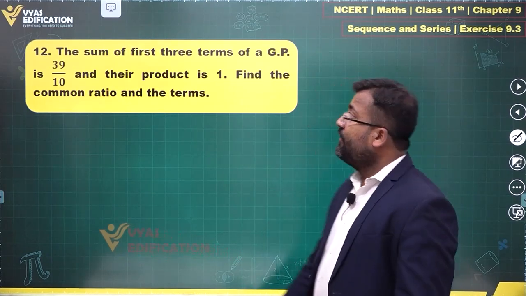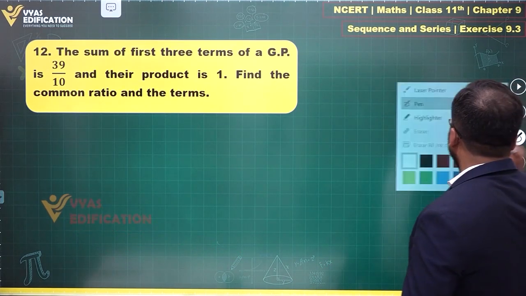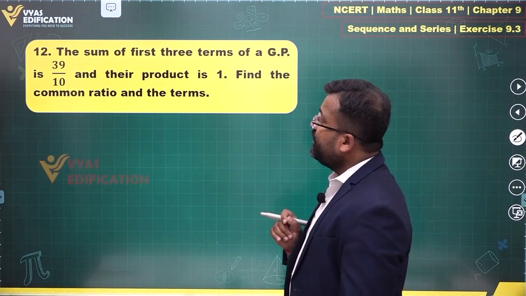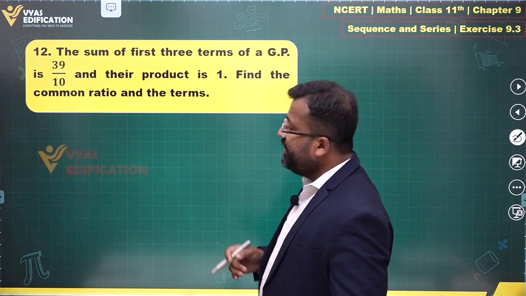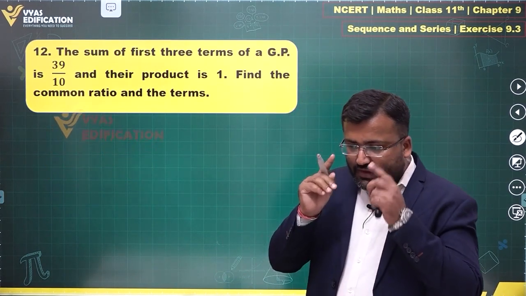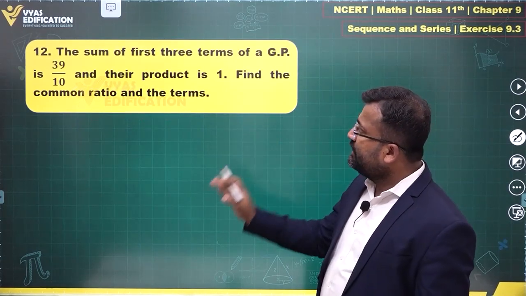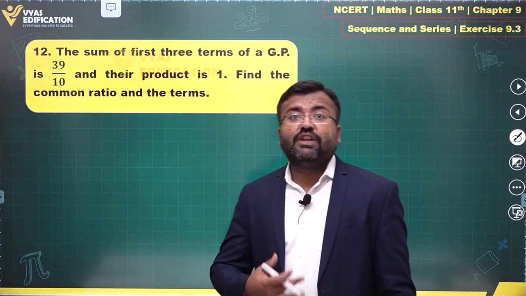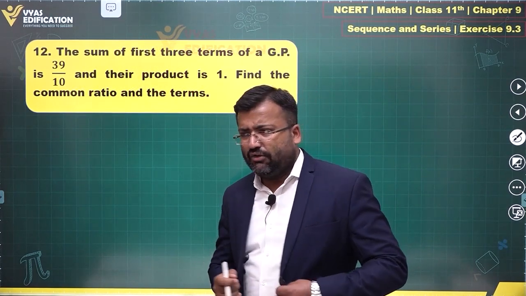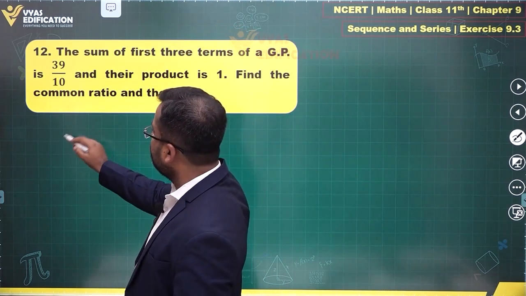In question number 12, we have the sum of the first three terms of a GP is 39 upon 10 and the product is 1. Find the common ratio and the terms. Okay. Product of the terms is given? Yes. So which three terms will you consider? Now, the first three terms I can choose.